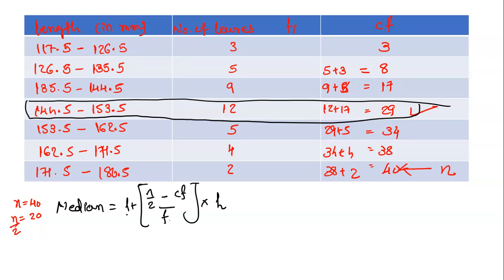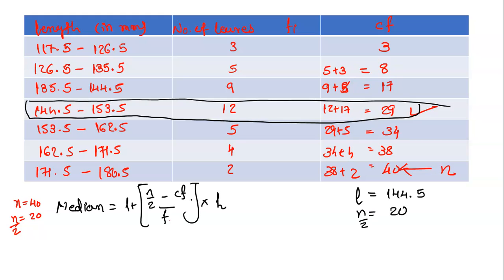So L is equal to what? L is equal to the lower limit of the median class. So this is our median class. The lower limit of the median class is 144.5. So here I will mention L is equal to 144.5, lower limit of median class, and n by 2 I have just done. So n by 2 is equal to 20.